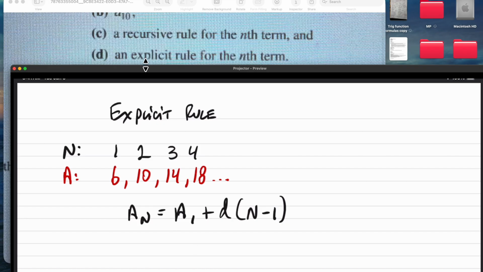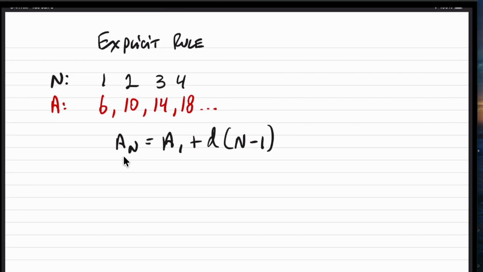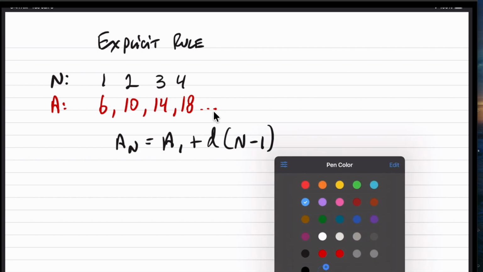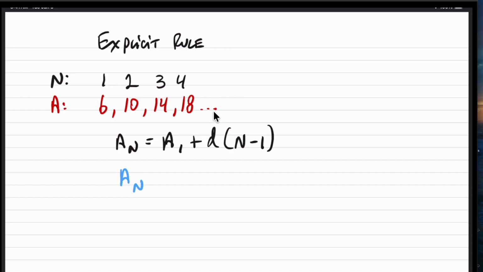Next, in part D, they are asking for an explicit rule for the nth term. So here is the explicit rule, and I think what they're looking for is a general rule to use for this data that's presented. So let's call this a sub n, and instead of a sub 1 here, we're going to put 6, because that is our a sub 1 value. And then instead of d, we're going to put 4, because recall, that is how we're advancing in this particular sequence. That's our common difference. And then let's leave this as n minus 1.